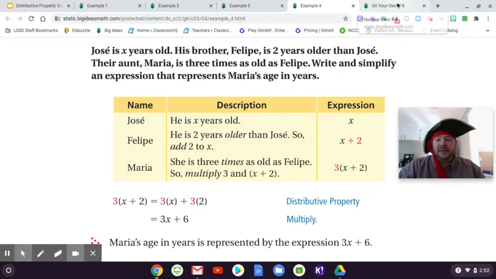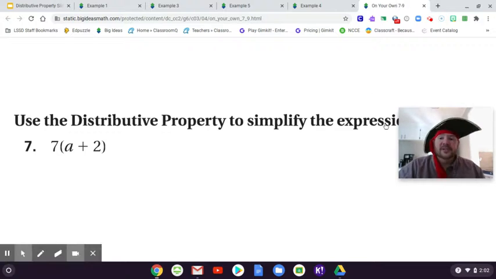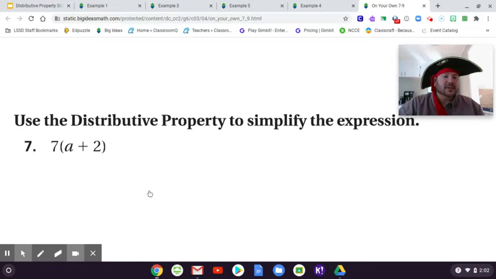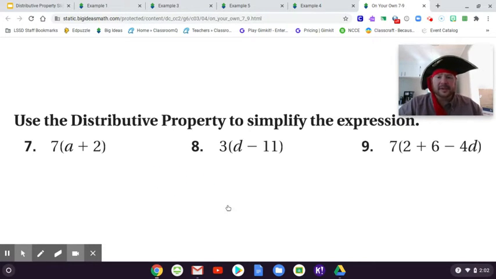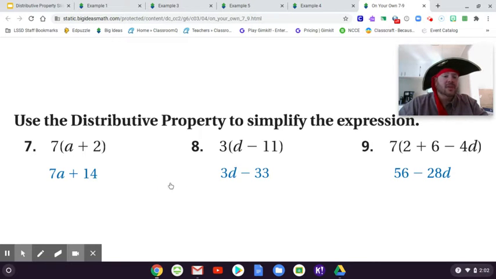Okay, now we have 3 problems to practice. And then you'll be on your own after this to do big ideas. So I'll put all 3 of these up here. So question 7, what is simplified 7 times the quantity a plus 2? Oops, it showed all 3 of them. Look at that, unbelievable. All right, well, there we go. This video was getting too long anyway.